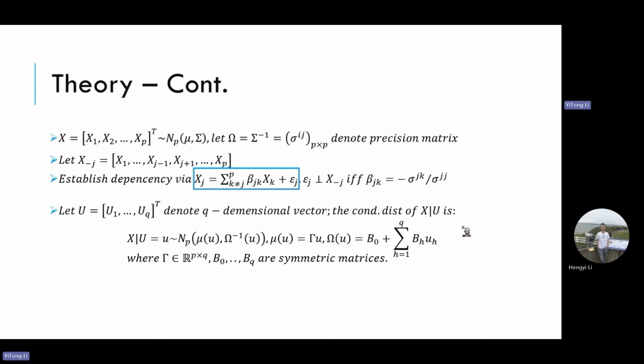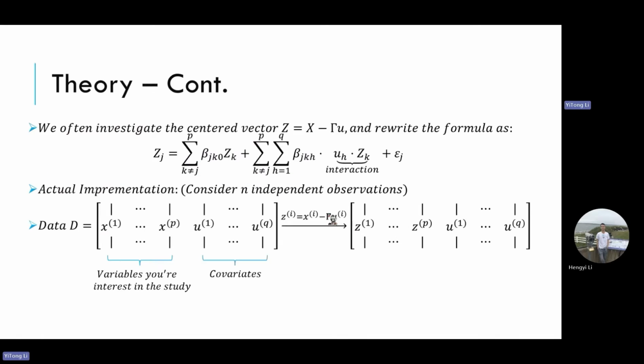We then define the covariate random vector u and define the conditional distribution of x given u. Here the BH represents the contribution of the covariate effect to the precision matrix, and we have an extra assumption to make the analysis more tractable. We often use centered vectors, and thus the equation is rewritten as the following.